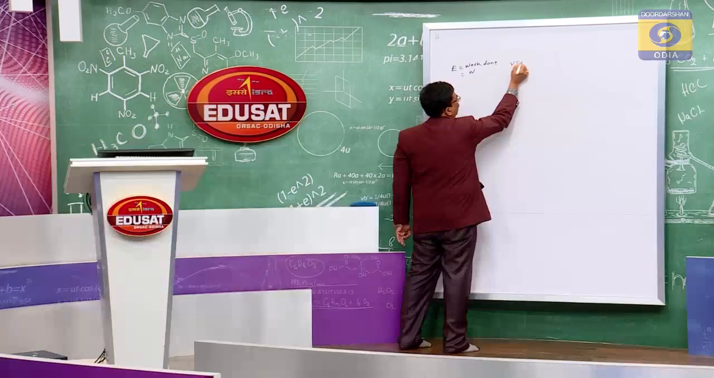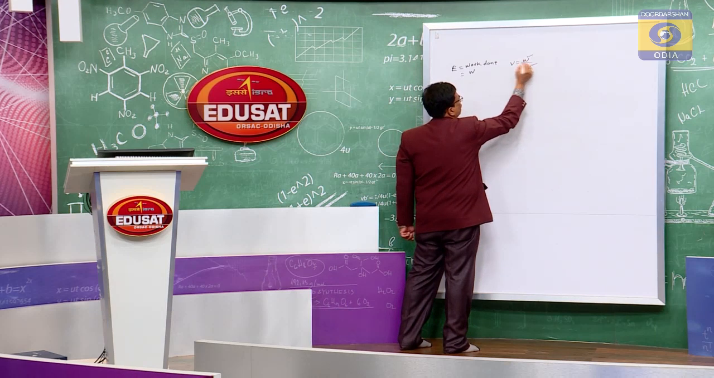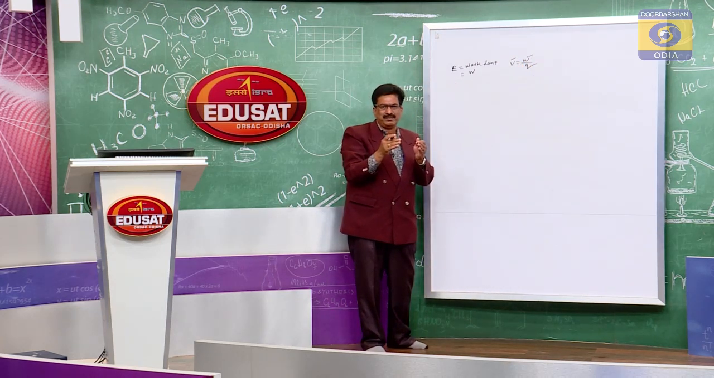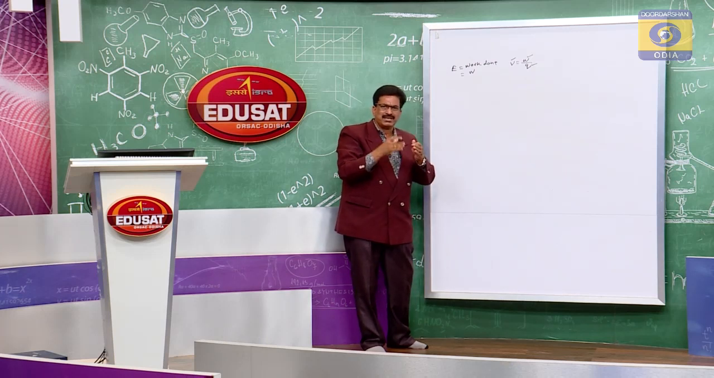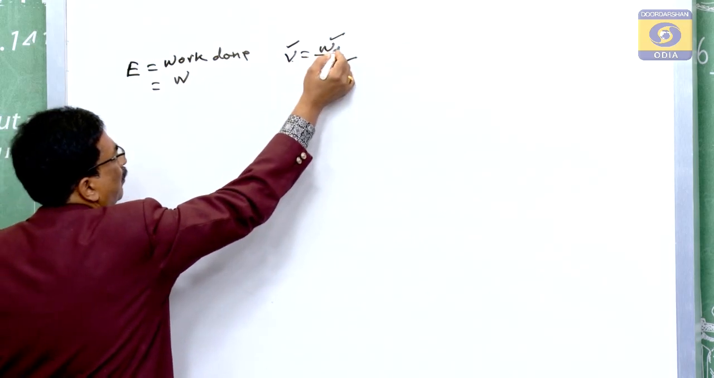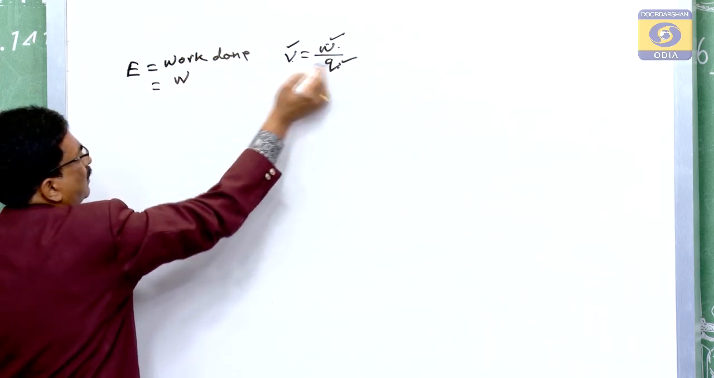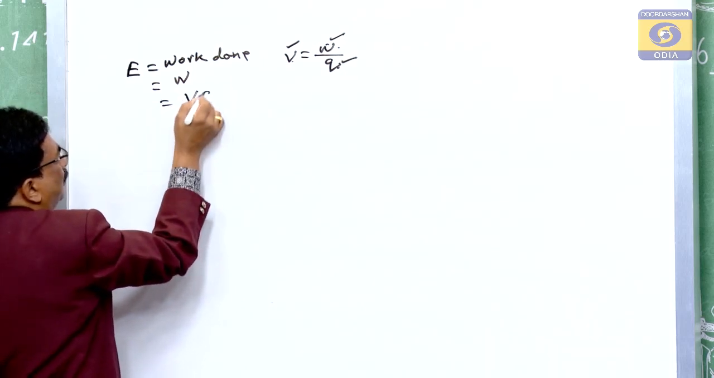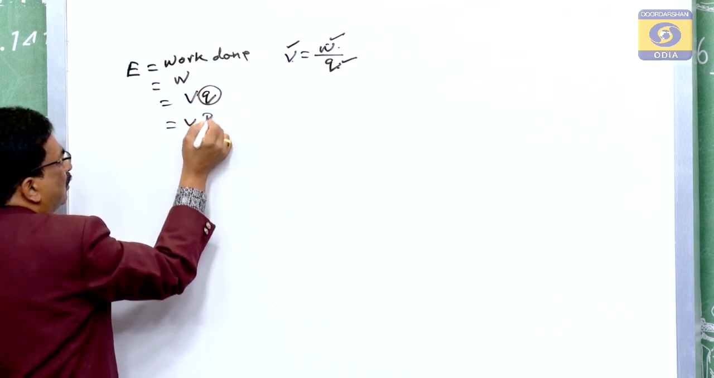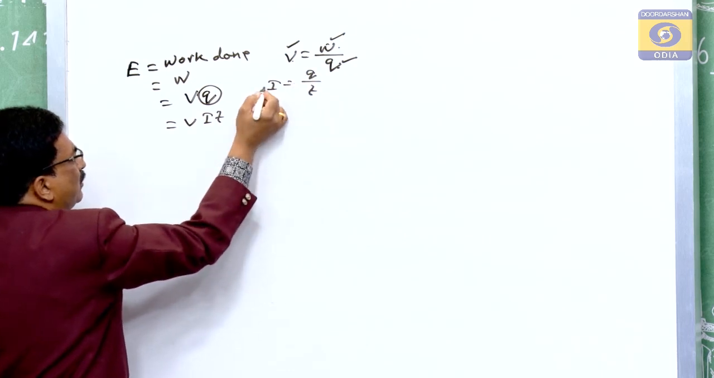We know that V is equal to W by Q. W means work, Q means charge, V means potential. When we say electrical system, it means some potential difference we are applying. So if the potential difference is V, W is the work done, Q is the charge, therefore W is equal to VQ. And Q can also be written as IT, because I is equal to Q by T.